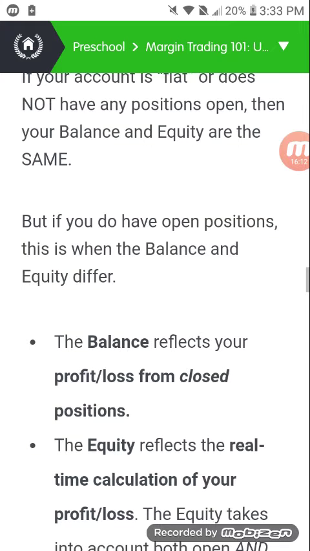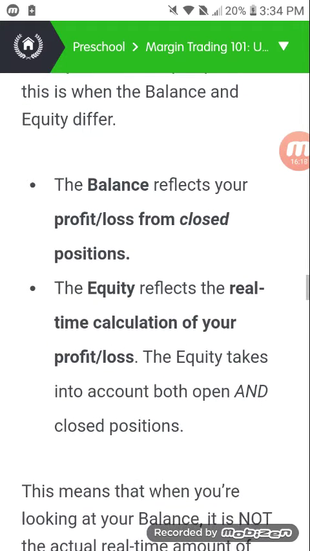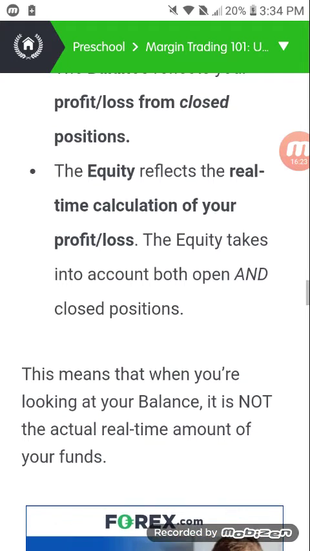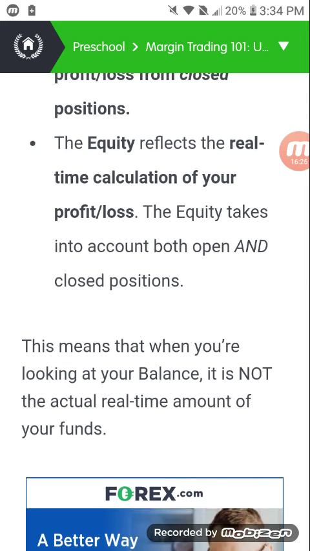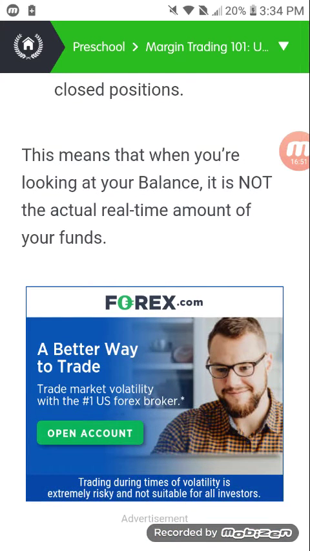The balance reflects your profit or loss from your closed positions, and your equity reflects the real-time calculation of your profit or loss. So your equity takes into account both open and closed positions. This means that when you're looking at your balance, it's not actually the real-time amount of your funds. Equity is temporary until you close that position, whether you're in profit or loss. That's what equity is, and that's how it's different from your account balance.